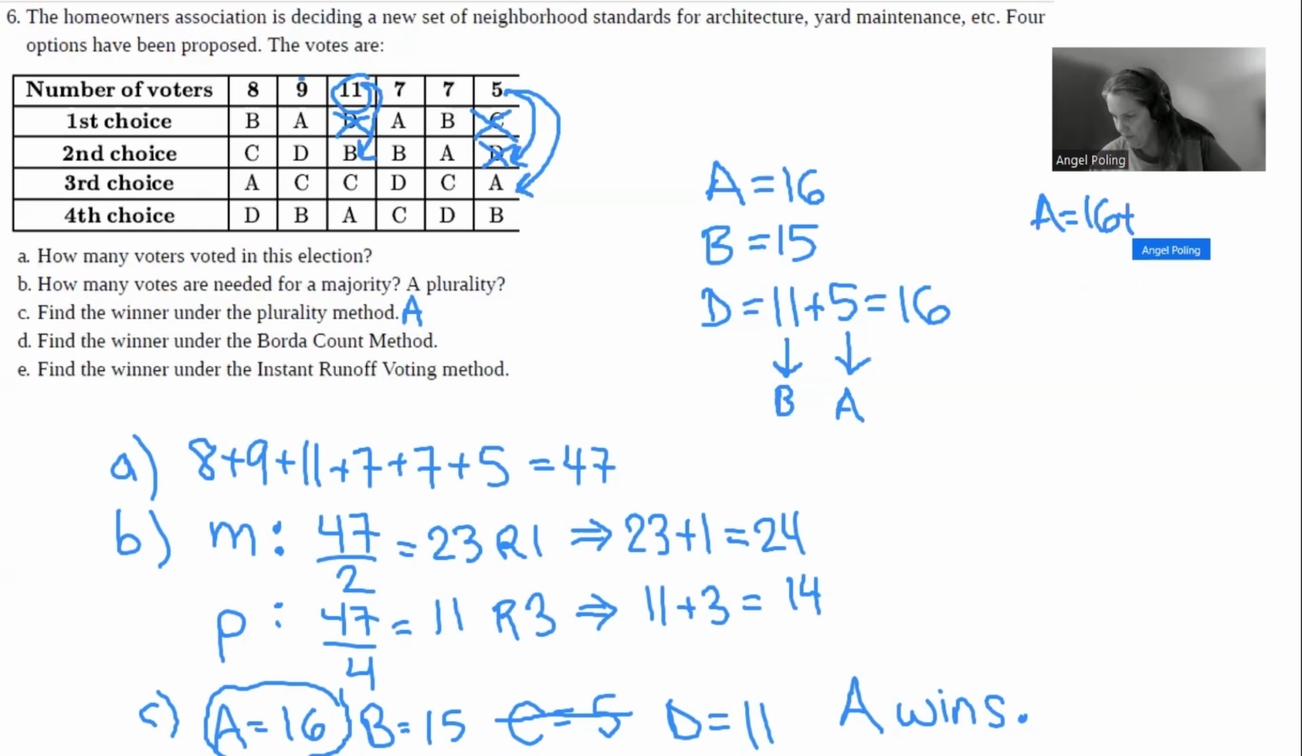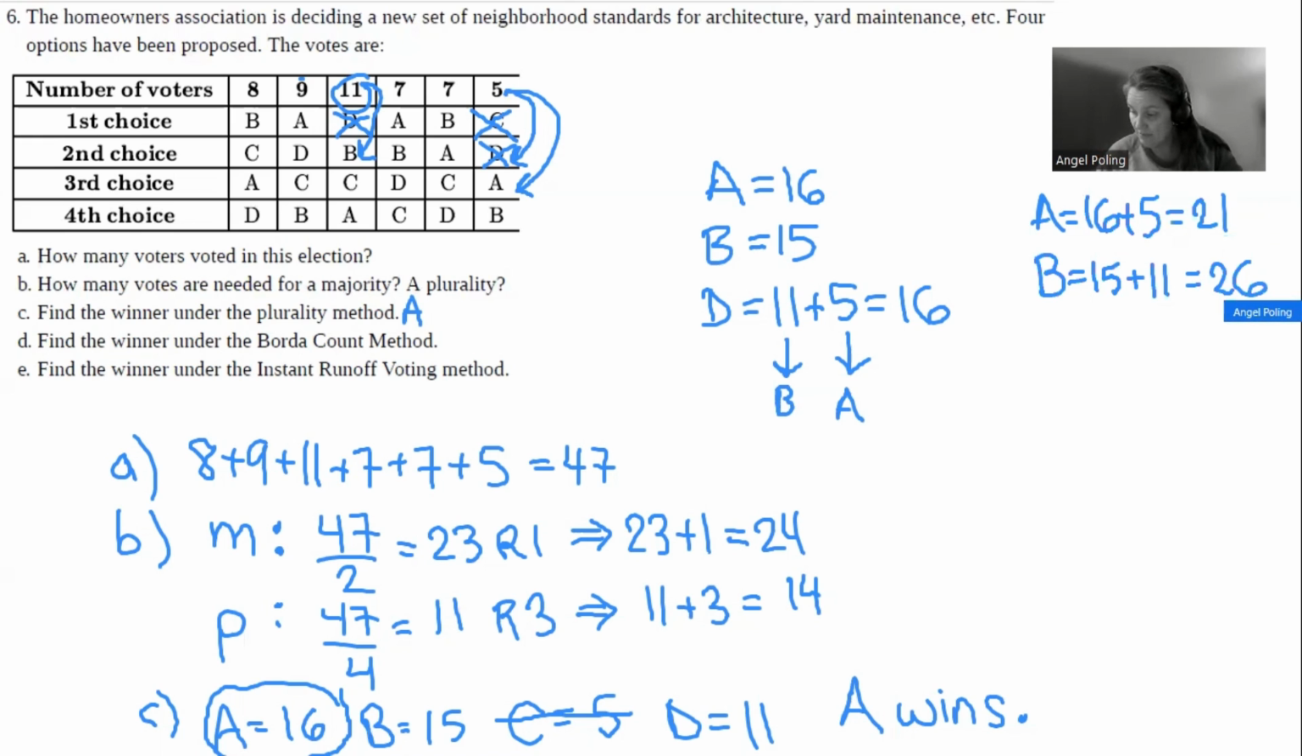16 plus 5, check, check. B is 15. Get so excited. Okay, 15 plus 11. So we have 21 for A, and we have 26 for B. So in the runoff, looks like B is the winner.